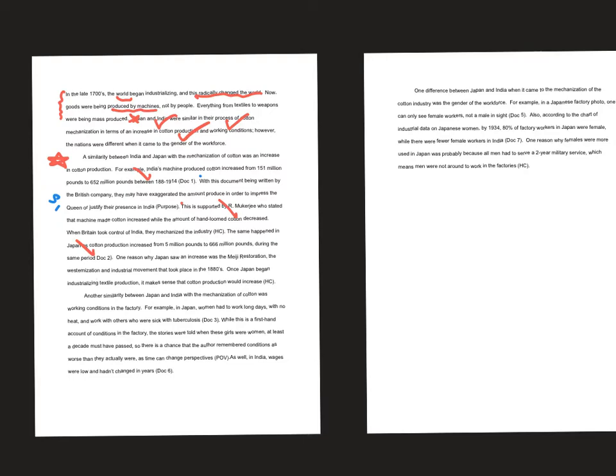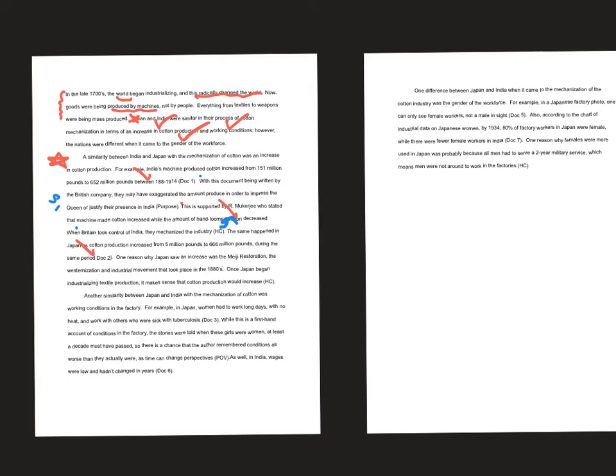The second sourcing comes down here, and this was after Mukherjee's evidence, and they say when Britain took control of India, they mechanized the industry. And that's true. The problem is they haven't taken this historical context and connected it back to the evidence that they used. So I would say, so what? Britain took control of India. They mechanized the industry. How did that lead to an increase in machine-made cotton? So that was an attempt at historical context, but it wasn't complete because they didn't connect it back to the evidence at hand.